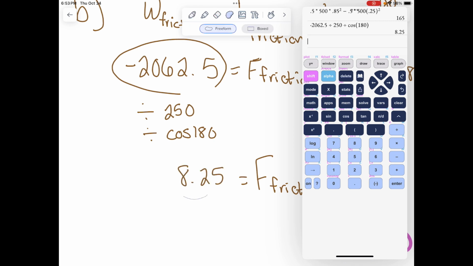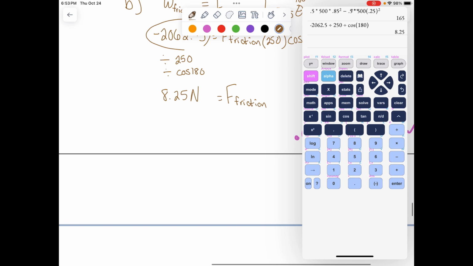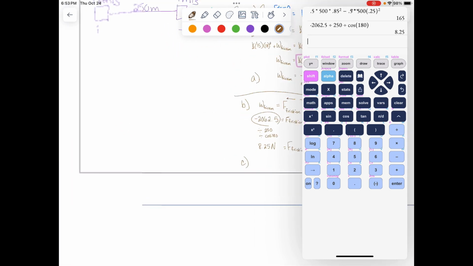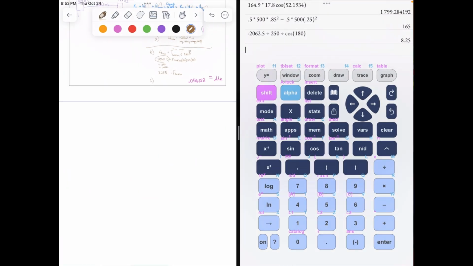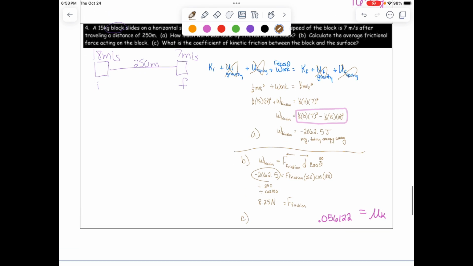Do you know what force is measured in? Newtons. Yep. All right, so that's part B. Again, significant digits they should be able to do. Part C wanted to know what the coefficient of kinetic friction between the block and the surface is.